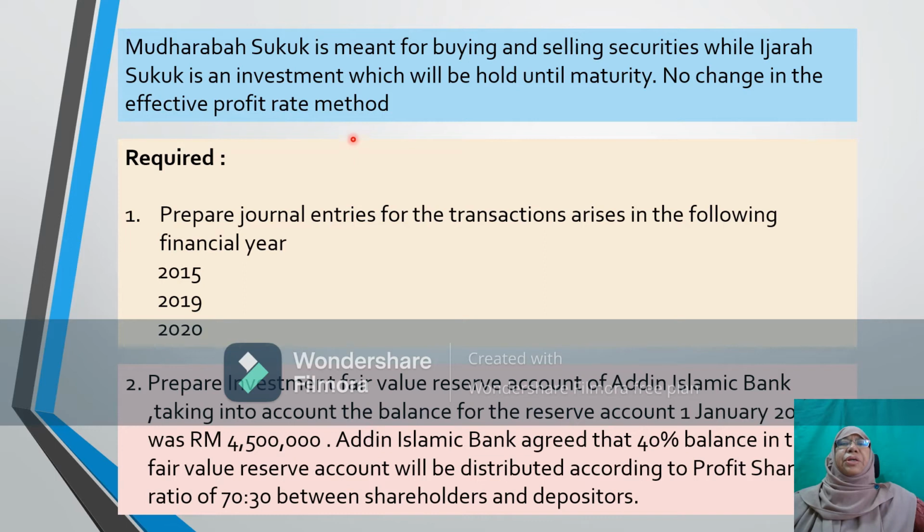The additional information is that Mudarabah Sukuk is meant for buying and selling, so this is more to fair value through income statement, while Ijarah Sukuk is an investment which we hold until maturity. Now, you need to prepare journal entries for years 2015, 2019, and 2020. 2015 is recognition for the investment in Sukuk. There are changes in value for the Sukuk in years 2019 and 2020. So how are we going to record it? You are given information on the fair value reserve account opening balance as at 2019, and definitely this will be affected by the changes arising from the above transactions. So let us have a look at the journal entry.